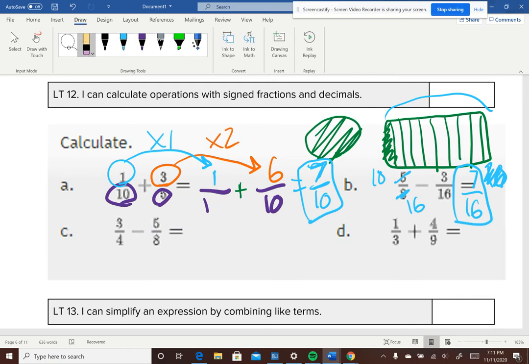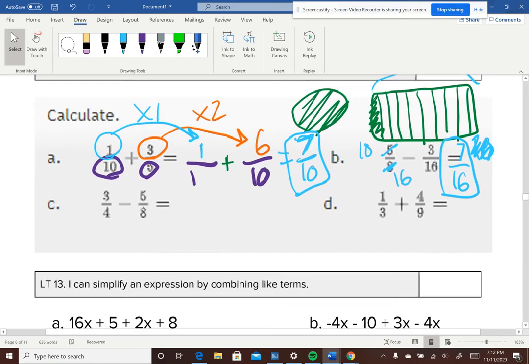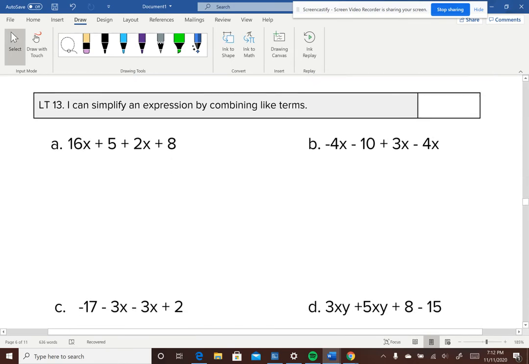And now we're moving on to part C. 3/4 minus 5/8. Same deal there. And then same with adding fractions. 1/3 plus 4/9. So I'm going to leave those for you guys. I don't want to be too repetitive here.